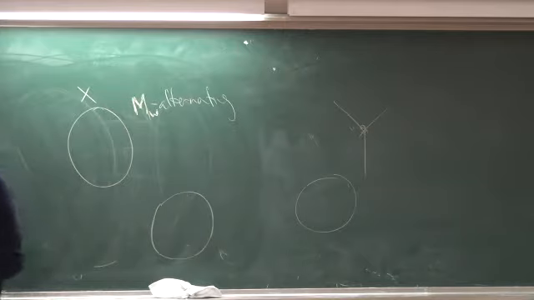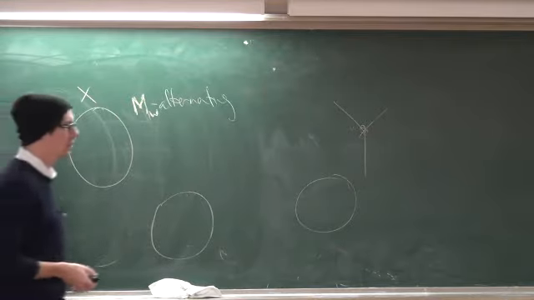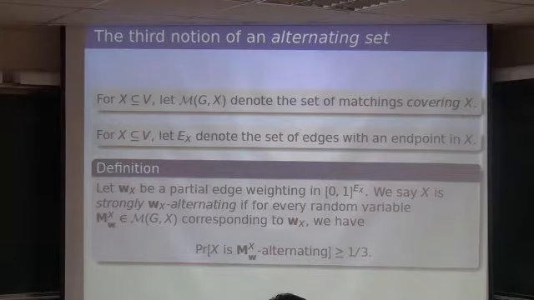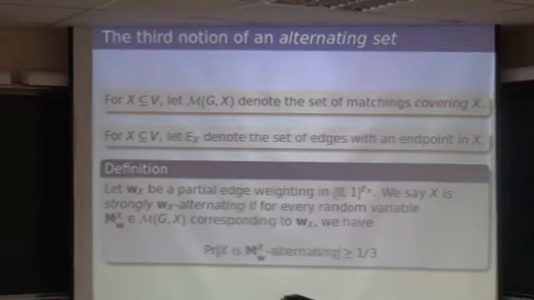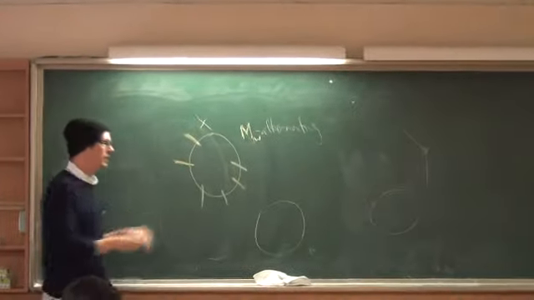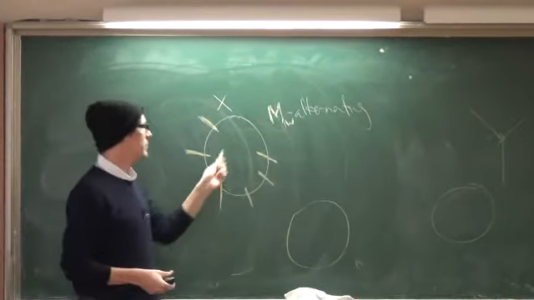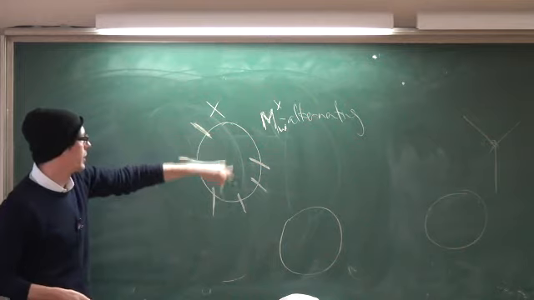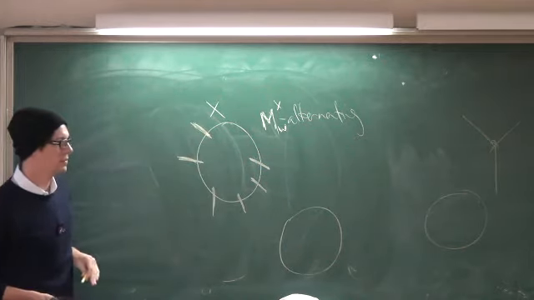So we come up with a third notion of an alternating set, which basically says that you can have a bunch of alternating sets that are disjoint and don't interfere with each other. In this sense, we're going to talk about a set being strongly W X alternating. We put a weighting on all of the edges with at least one endpoint in X, and then we just look at that, and we get a high probability of X being M sub W alternating. And we say X up here because we only define the weighting with respect to edges with an endpoint in X.